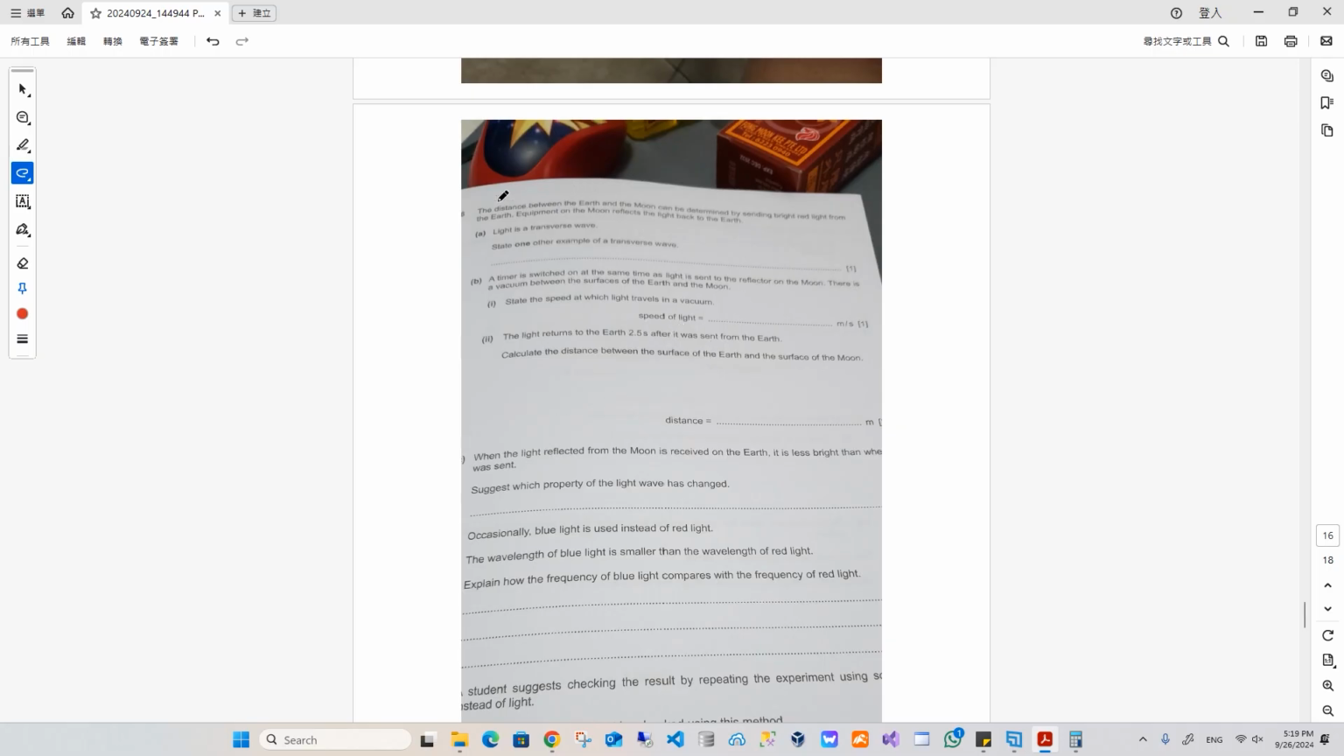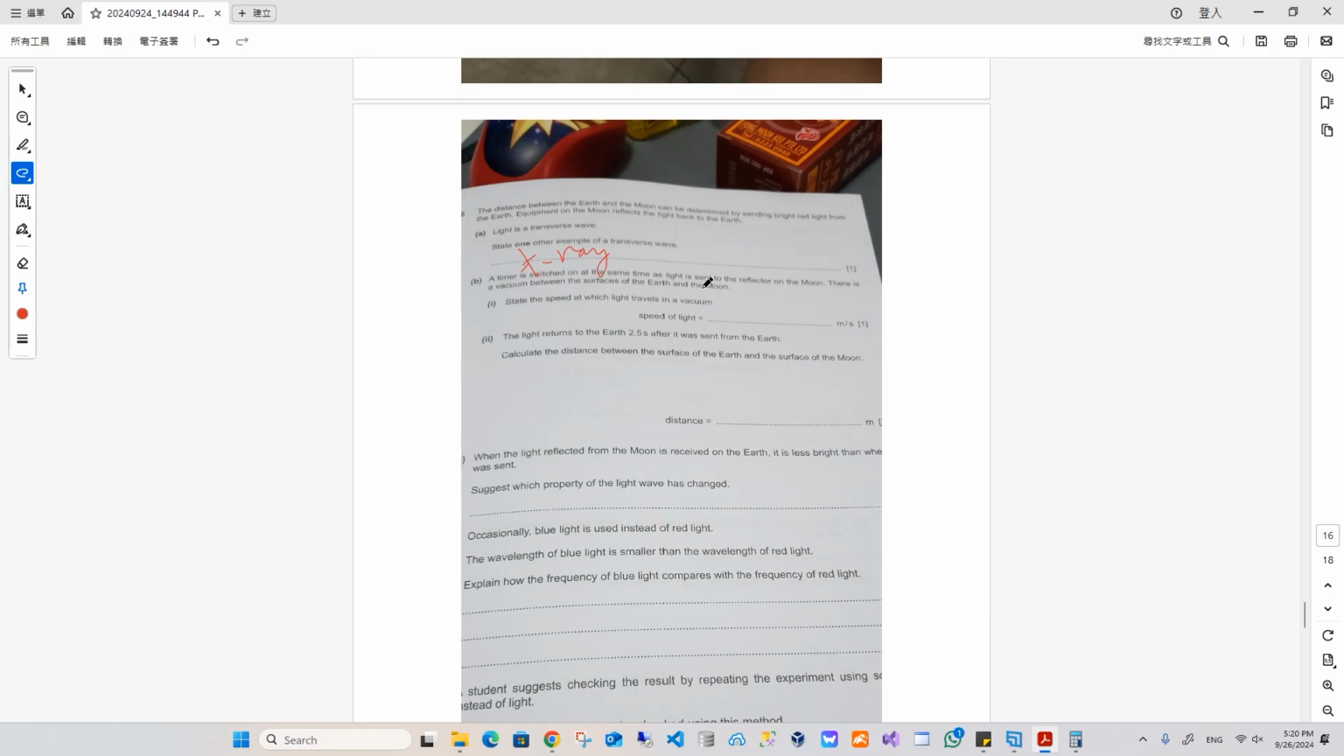So the distance between the Earth and the Moon can be determined by sending bright red light from the Earth, to equipment on the Moon that reflects the light back to the Earth. Light is a transverse wave. Take one other example of a transverse wave: X-ray. Light ray is one of the visible regions. X-ray, gamma ray, radio wave, microwave, all these things. Choose any one. Or water wave is also a transverse wave. It's up to you to choose.